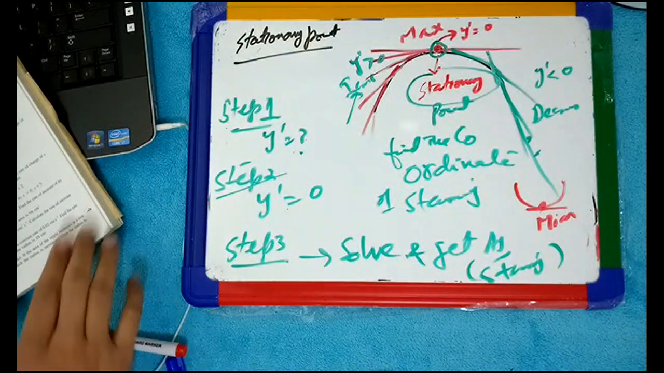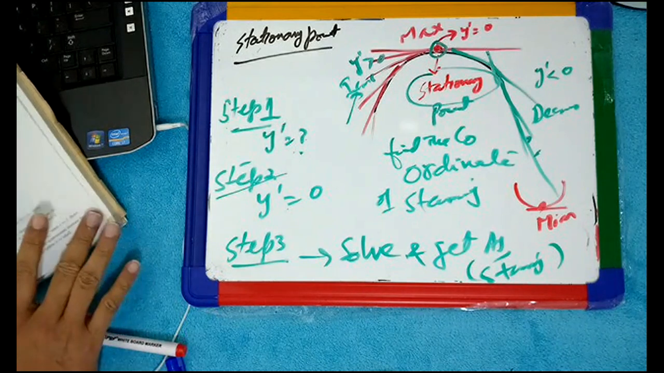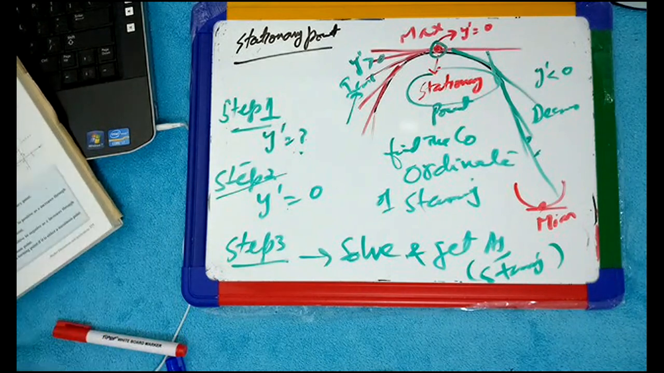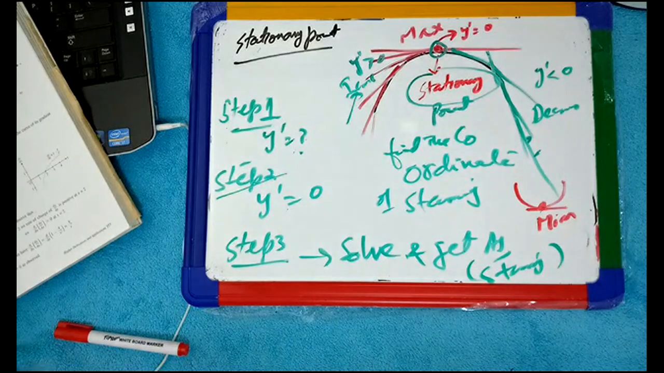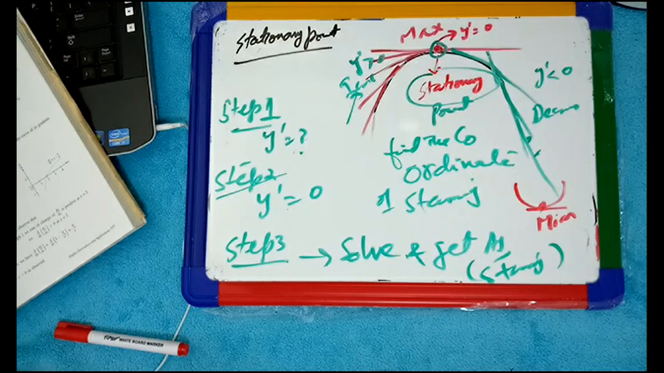I'm checking one question of a stationary point. You will put the derivative equal to zero. If there is a quadratic equation, two points will come. One will be maximum and the other will be minimum.